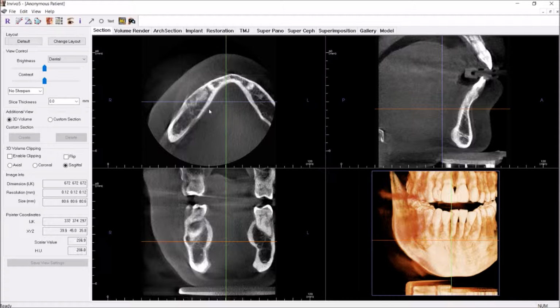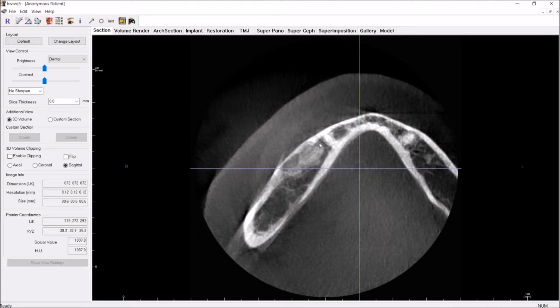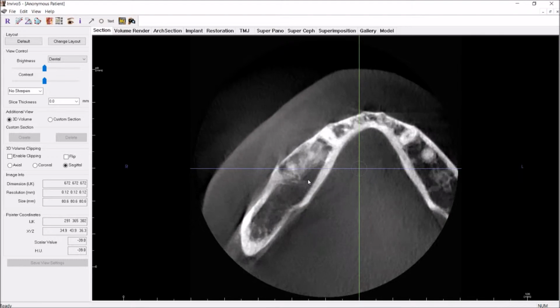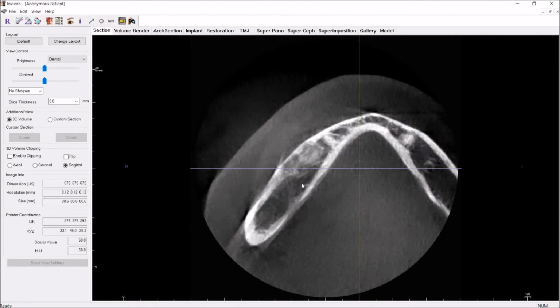So first you need to describe what this is. To me it looks well defined. It's possibly corticated. Let's blow this up a little bit. Maybe I'd call it partially corticated. I see some cortication here. Maybe there's some reactive bone going on around it.